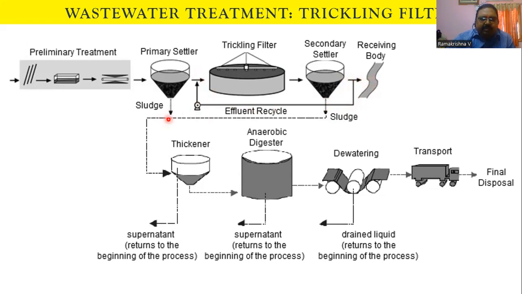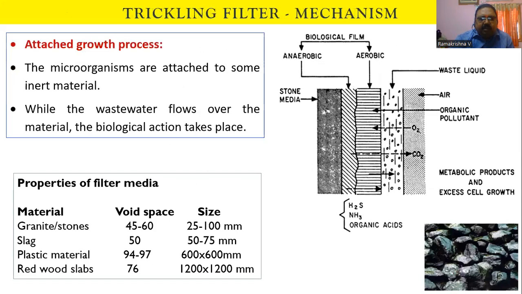Sludge from primary and secondary can undergo sludge handling techniques. There can be a thickener, a digester, sludge drying beds and other dewatering systems, and subsequently it goes to the final disposal. So the major important mechanism here is the attached growth process. What exactly is this? That we'll try to look at here.